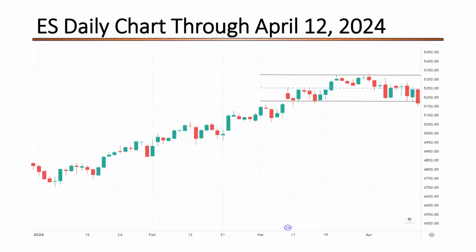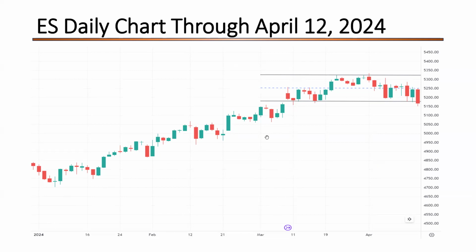Before we start reviewing the market's movement for the week of April 15th, it is helpful to zoom out and take a look at the larger trend. This is the ES daily chart starting from the beginning of 2024. And as you can see, there has been a clear uptrend since the beginning of the year.